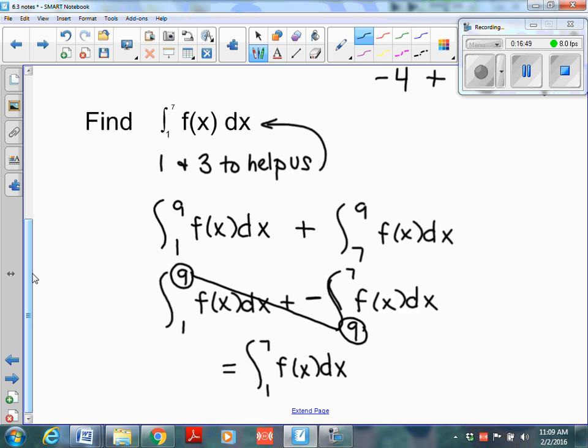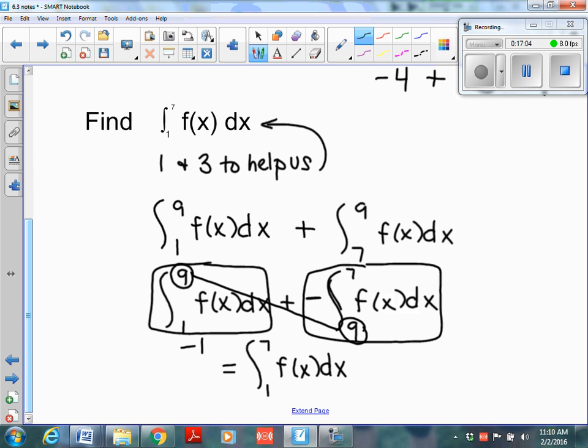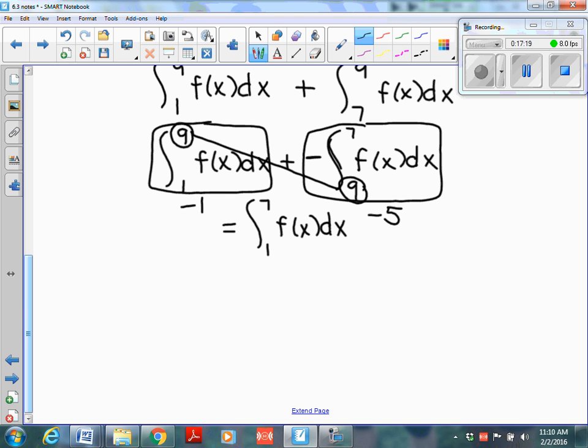And my final answer is, I'm not going to use this. I'm going to actually use this. And that boxed in, what was that? I think it was, yeah, it was a -1. And then I'm going to go and use this. And if you go look up there, I have 7 to 9. I don't have 9 to 7. But my 7 to 9 up there was 5. So that makes that boxed in area a -5. And when you add the two together, you're going to make a -6.